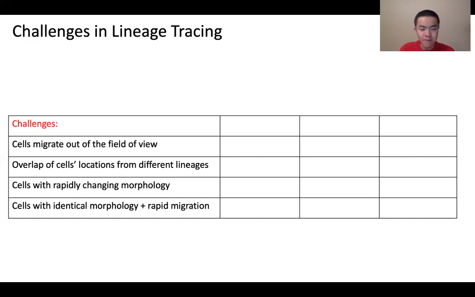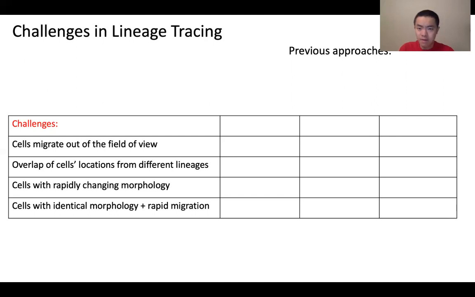Cells with rapidly changing morphology make it challenging to segment and keep track of the cells because they keep changing their shape. And cells with identical morphology and rapid migration are also hard to trace. That is because cells become identical and move around a lot. It's hard to keep track of the same cell. It can be easily mistaken for its neighbors.